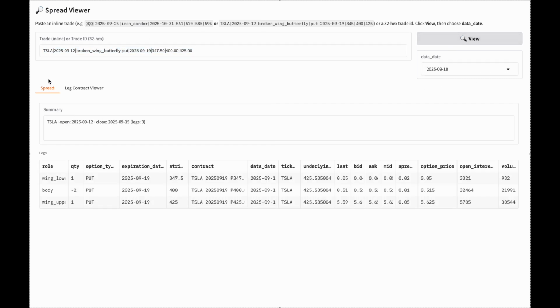And here's our spread. We have the lower, the body of it, and the upper, and the contracts. These are the strike prices at 347.50, 400, and 425. The open date and the close date. So let's go look at the contract.